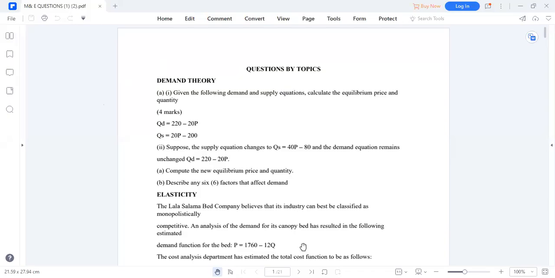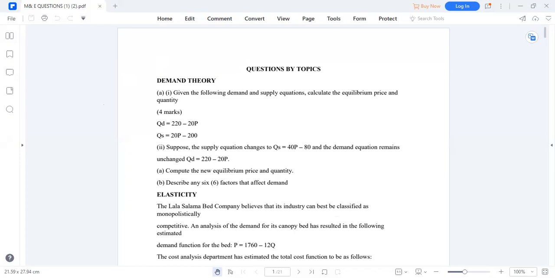Welcome to our revision in managerial economics. We're going to look at this miracle kit. So we're going to look at some key topics and a few highlights on how to attempt them. So we're given demand theory to start with.